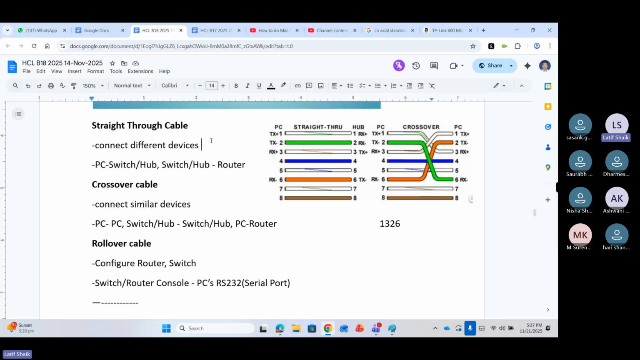In this diagram, you can see the first pin is white-green, and on the other side, the third pin is white-green. The second pin is green, and on the other side, the sixth pin is green. The third pin is white-orange, so the first pin on the other side is white-orange. The sixth pin is orange, and the second pin is orange. See, that's the difference. And 4, 5, 7, 8 do not change.